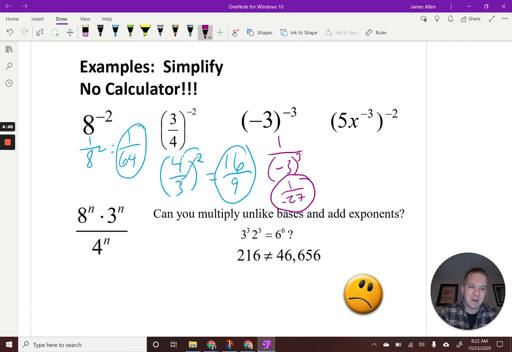Negative 27. My goodness. Whew. Almost missed that one after I said it. Okay, so good to be careful here. Case in point.